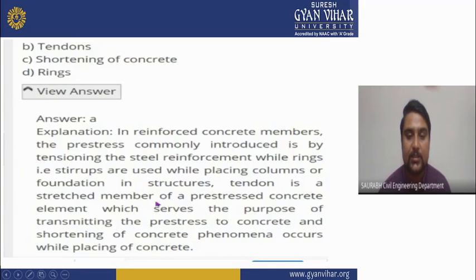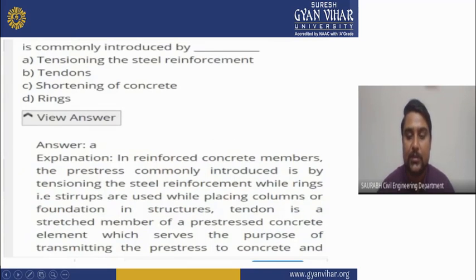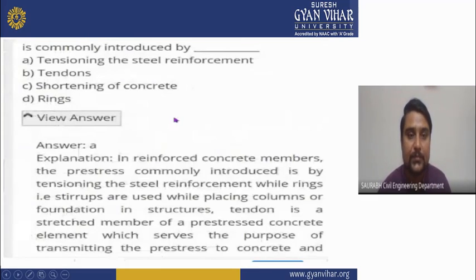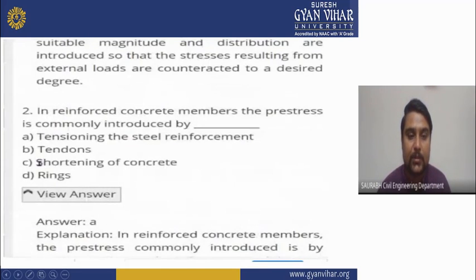Tendon is a stressed member of a pre-stressed concrete element which serves the purpose of transmitting the pre-stress to the concrete, and shortening of the concrete occurs while pre-stressing. That's why the right answer here will be, as you can see here, your right answer will be C. That will be your right answer here.